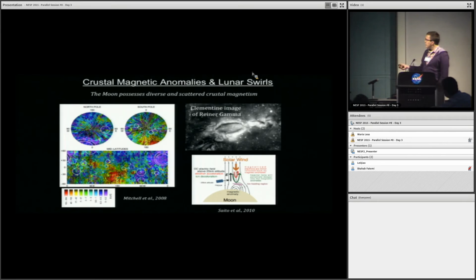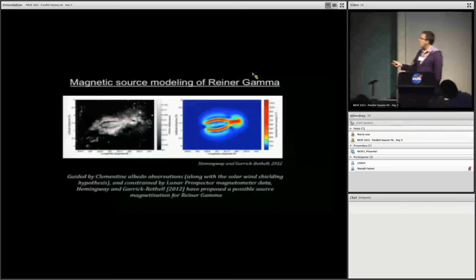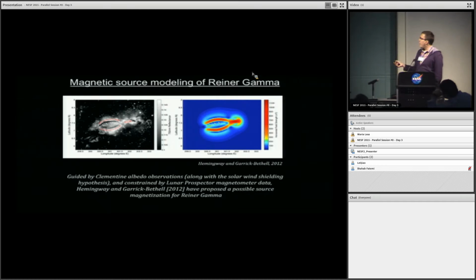But a lot of the details that go on down below here, as we're hearing about in just the last few talks, are only coming into light, so to speak. So focusing a little bit more specifically on Reiner Gamma, the Kurata et al. paper that was referenced by Jan a couple talks ago had essentially simulated this entire region with a single dipole. And in fact, to some degree, that's all you can really do with observations quantitatively because of the limitations of how small Reiner Gamma is and the Lunar Prospector flyovers.